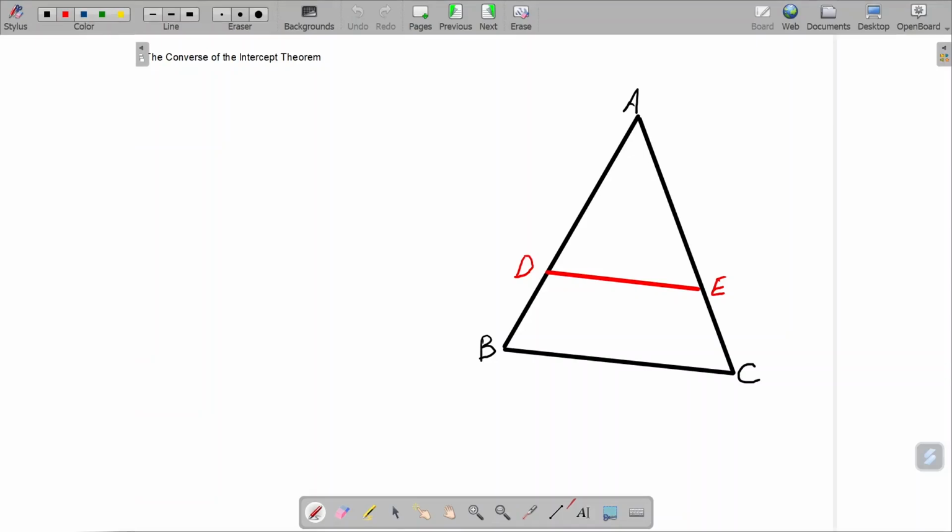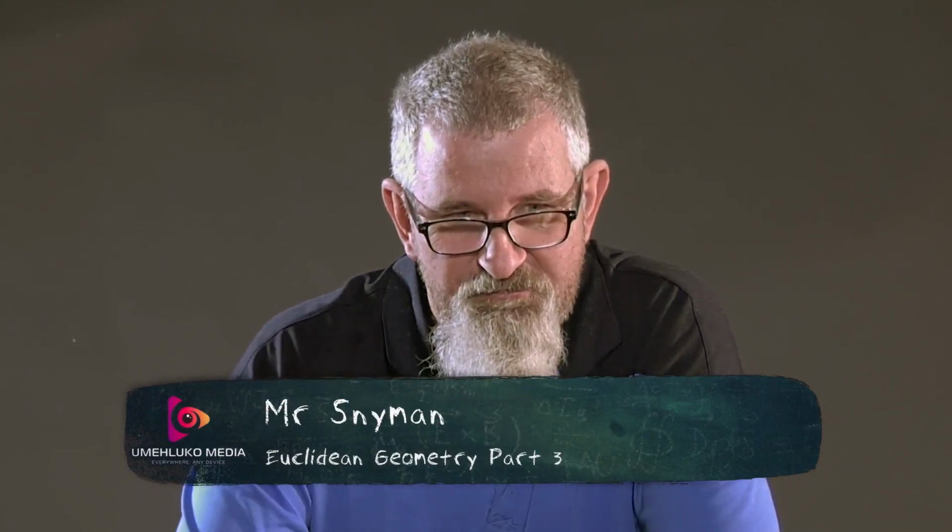We're now going to look at the third lesson on Euclidean geometry. We're looking at the converse of the proportion theorem. Sometimes it is also called the intercept theorem. Now, a basic principle always in mathematics is that if you can get from London to New York, you should be able to get from New York back to London.